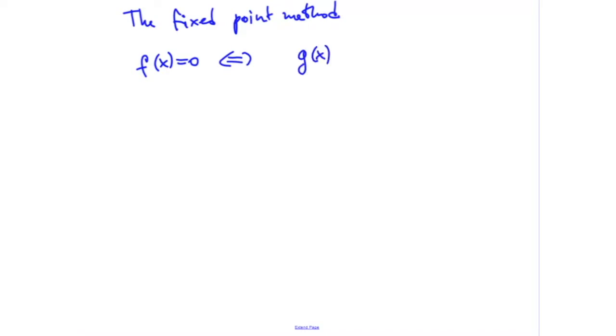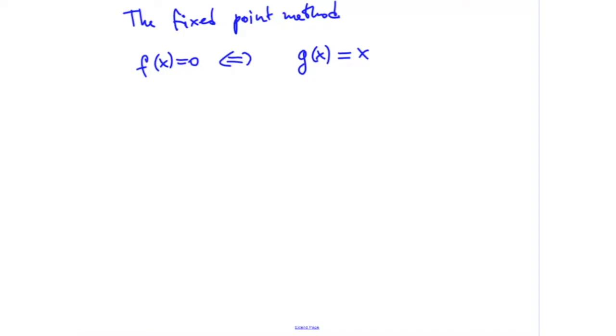Next, we'll discuss a method of a different type, which is called the fixed point method. In this method, we are trying to transform our original equation, which was f of x is equal to 0, into an equivalent equation g of x is equal to x for some function g.